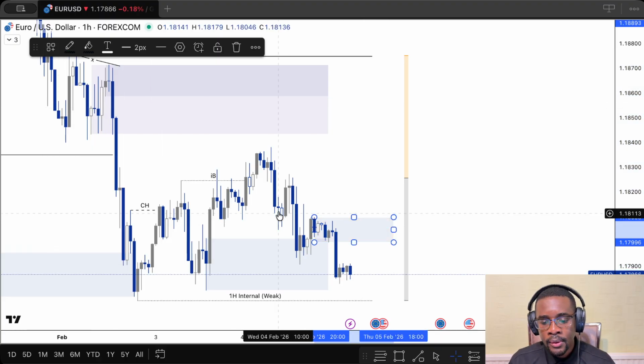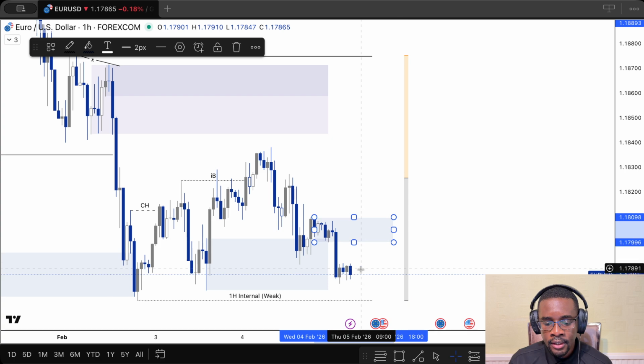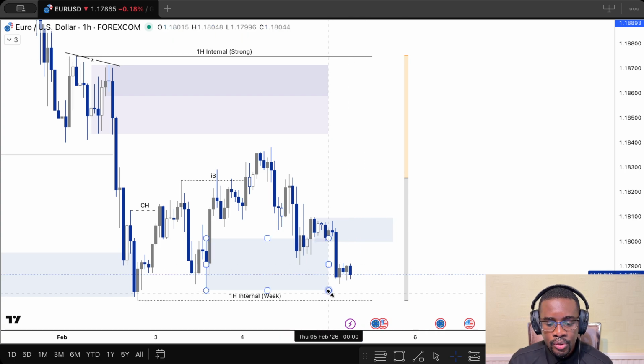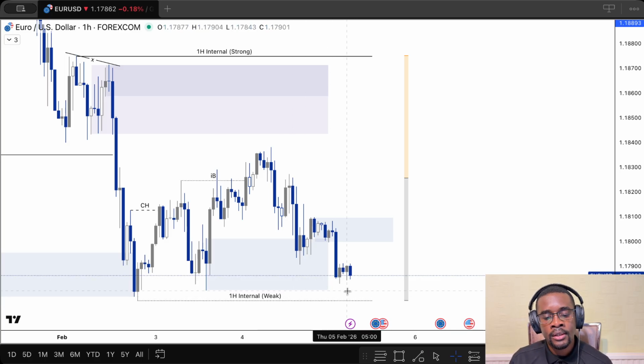So that's 1 hour. Okay, so that's the only area that hasn't been mitigated. Okay, so this one I'm expecting it to fail, just as we expect this weak internal low to also fail.